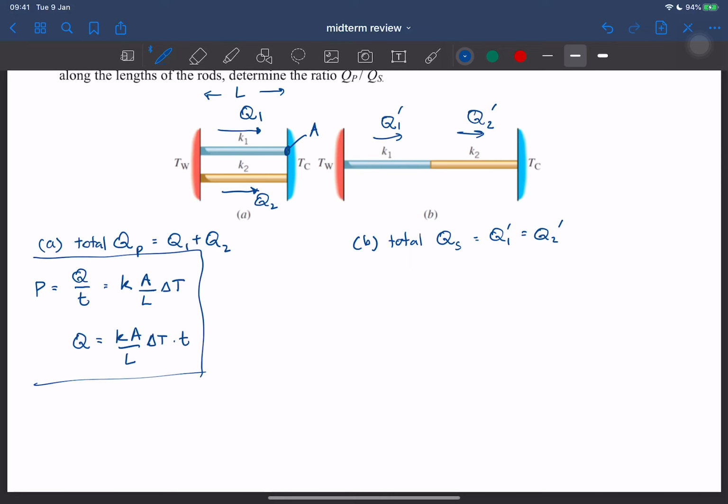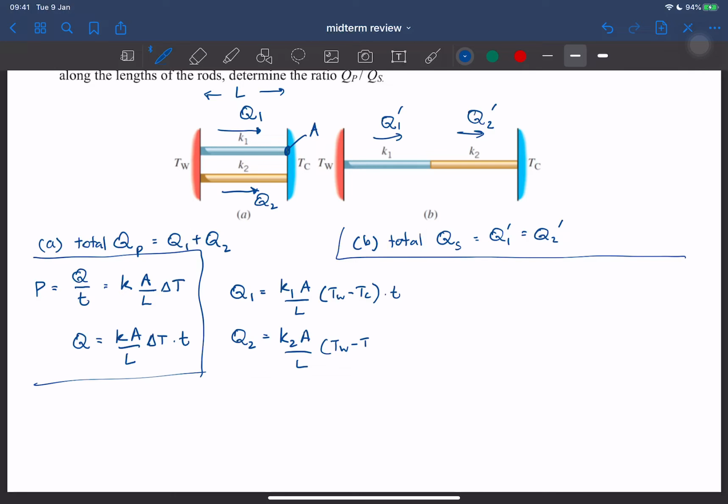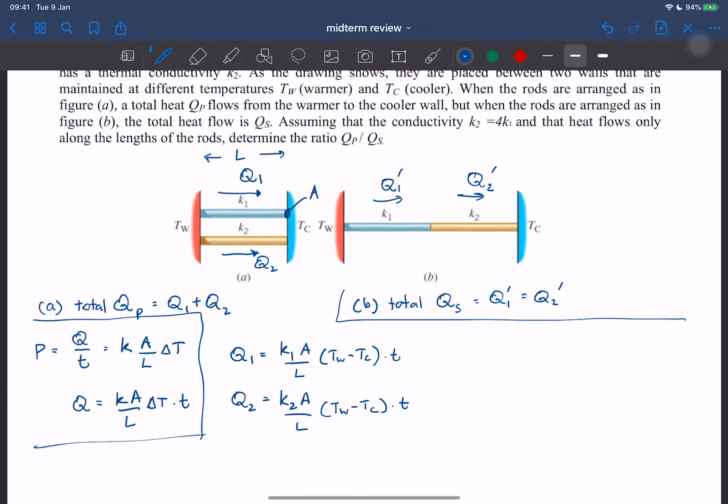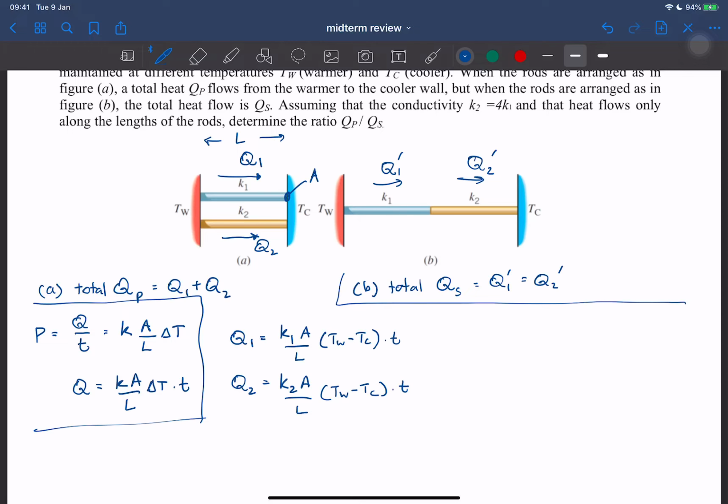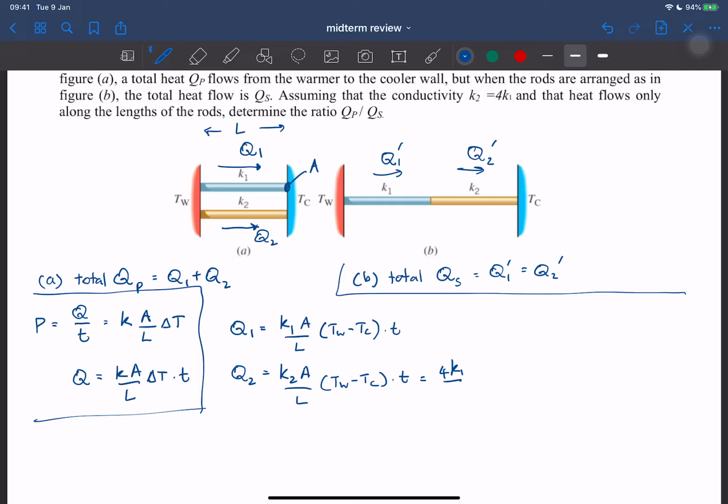Let's just do it like this. Okay, I'm going to draw a box here so as not to interfere with my calculation for the first picture. All right, so Q1 is K1 A over L times delta T, and that's going to be TW minus TC, times time. Q2 is exactly the same, except different material gives you different K. So it's K2 A over L times TW minus TC times T, like this, right? And K2 is 4 times K1, so I can just substitute that already. So it's 4K1 divided by L, A, TW minus TC, times T.